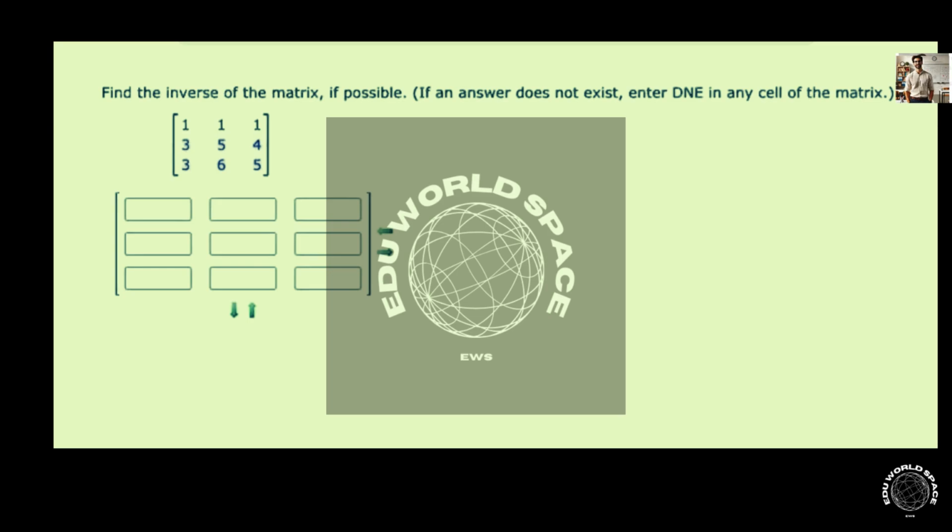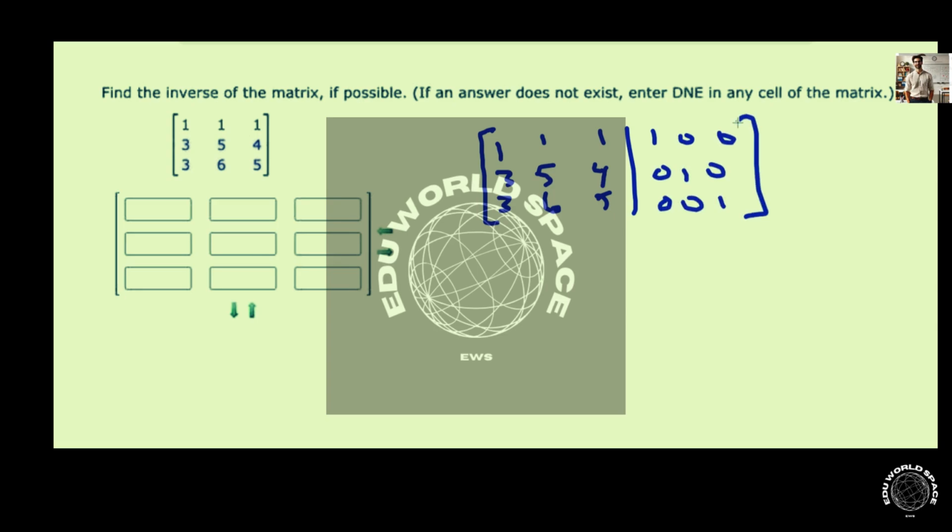One way to find the inverse is to augment it with the 3x3 identity matrix and then do row operations until you have the identity on the left.